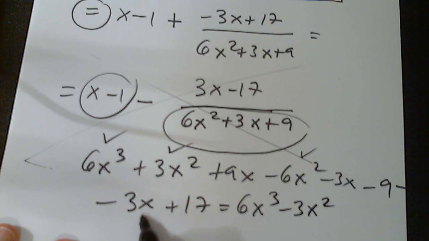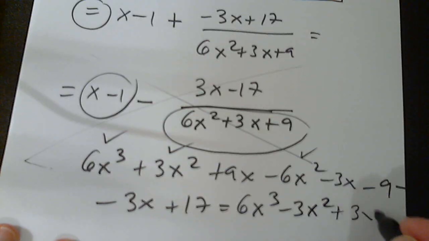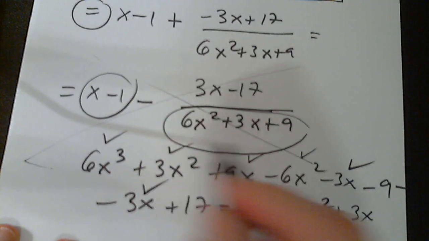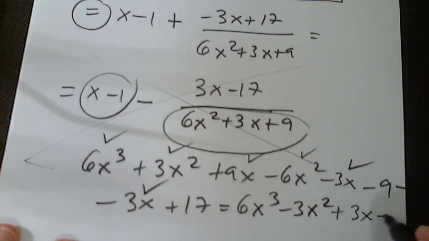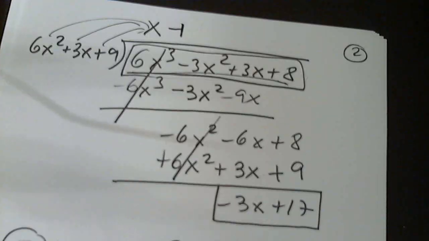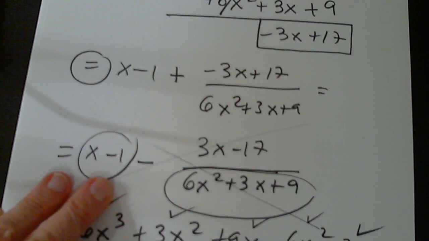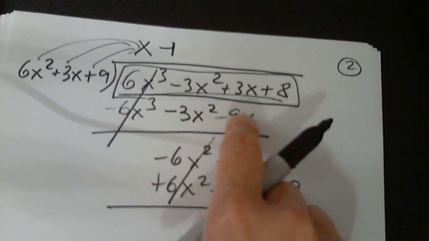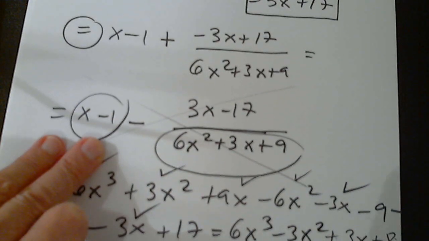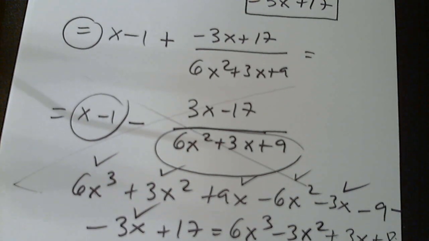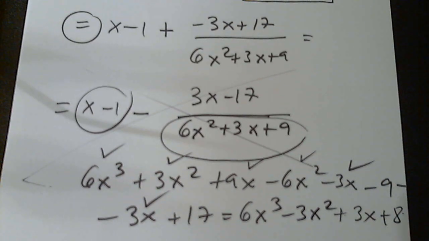Negative 3 with negative 3 is negative 6x. 9x minus 6x is positive 3x. All these are accounted for. And 17 minus 9 is positive 8. That's it. 6x cubed, here it is. Negative 3x squared plus 3x plus 8. That's how I catch any mistake. And I don't need anyone to tell me whether I'm correct or not.